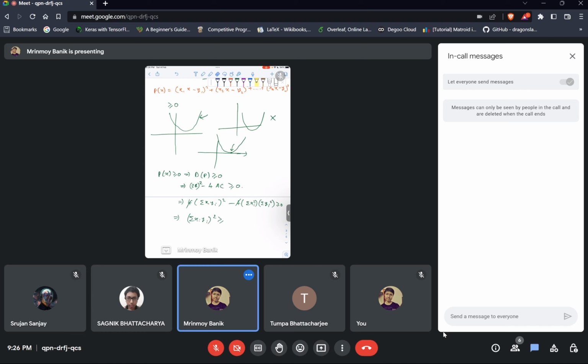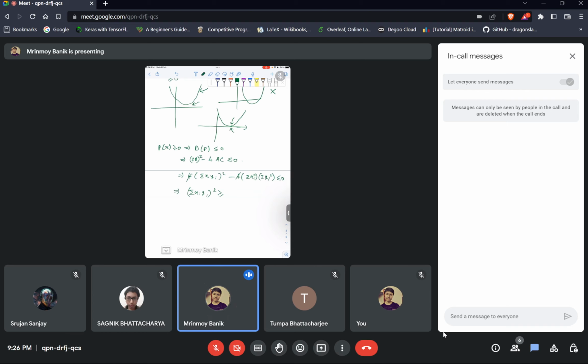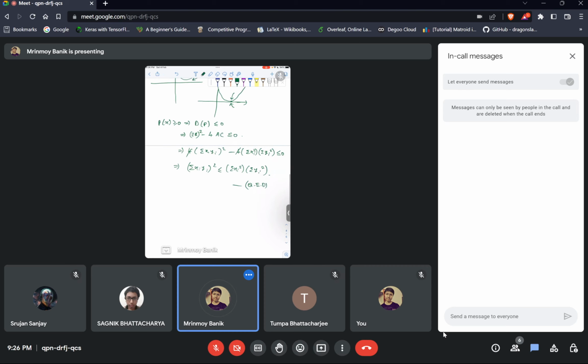Oh, sorry. So I got the inequality wrong. The roots have to be complex, right? They don't have a real root in this case, so it's less than or equal to 0. Equal to 0 will be the case when it just touches the x-axis and has a degenerate solution. So proved.